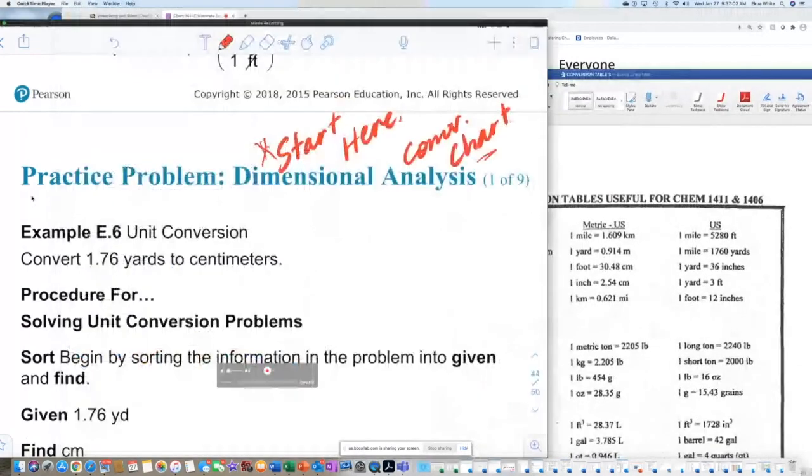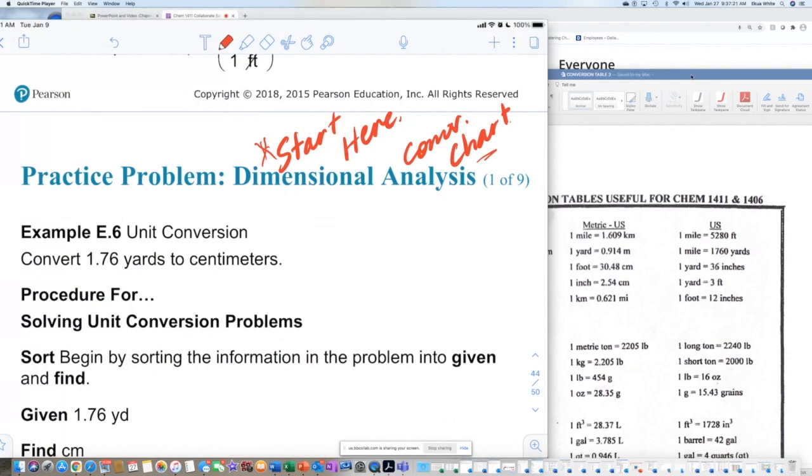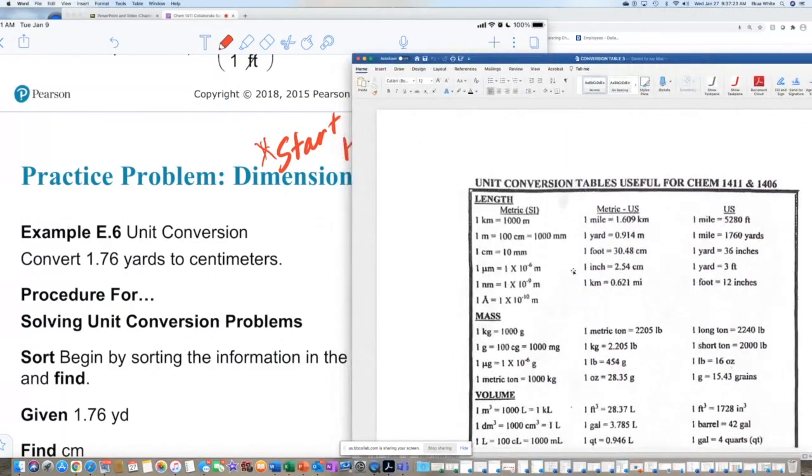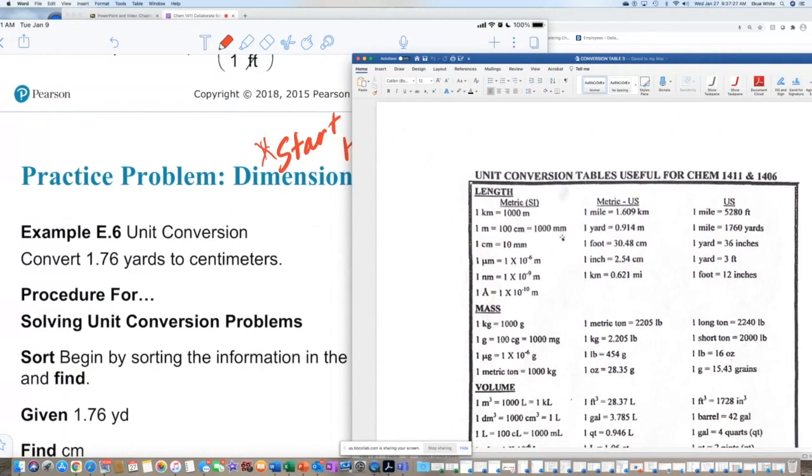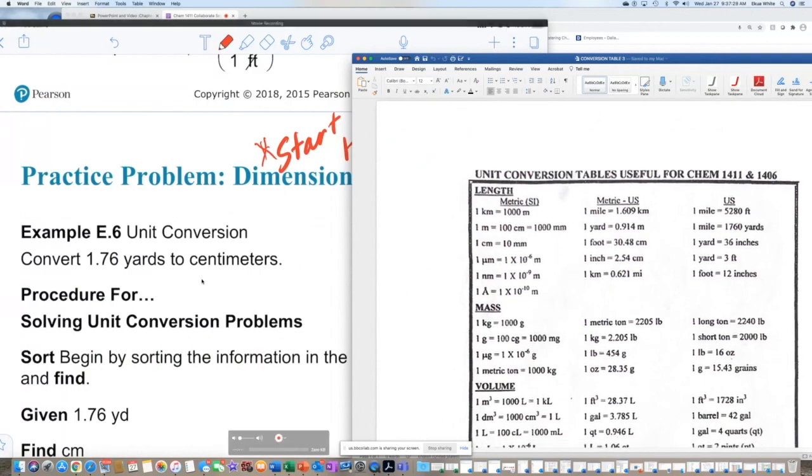Okay, so in this first conversion problem, we are converting from yards to centimeters. So I hope that I can be heard. You're converting from yards to centimeters. So yards is a length unit, and so is centimeters. If you're trying to make this kind of conversion, you want to actually go to your conversion chart. So I do have mine right here. I downloaded it earlier, and anyway, it's here right now.